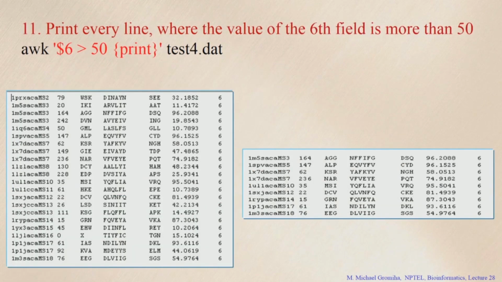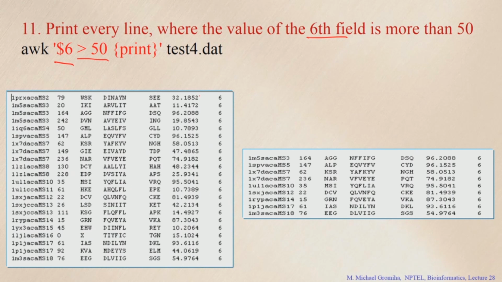Then I will show some important information where we can really manipulate the output files. Here I put one condition: print every line where the value of the sixth field is more than 50. How to do this? If the sixth field is more than 50, then you print. If you just print, it will print the entire line, either print $0 or just print. So, you can give the entire line if it is more than 50.